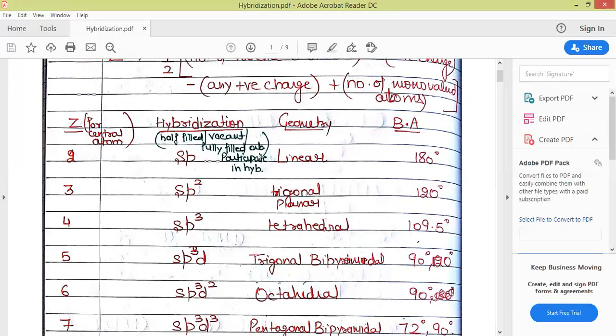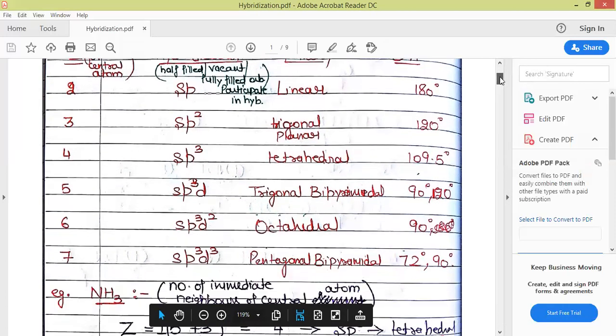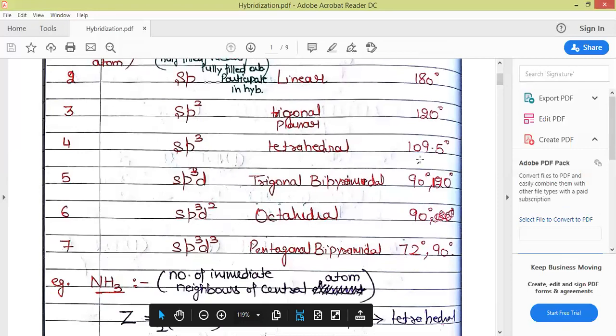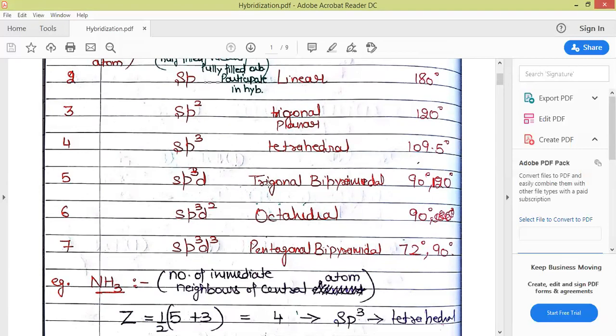Next Z value is 5. 5 orbitals are going to undergo hybridization. That means sp3d, trigonal bipyramidal, which is also called TBP. Two types of bond angles are there, 90 degrees and 120 degrees. I'm considering you know the basic concept of hybridization, how to draw these shapes and geometries, and how these bond angles are present in them. You have already done this in your BSc first year, first semester in the chemical bonding part.